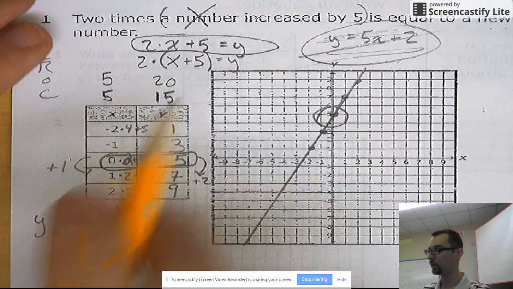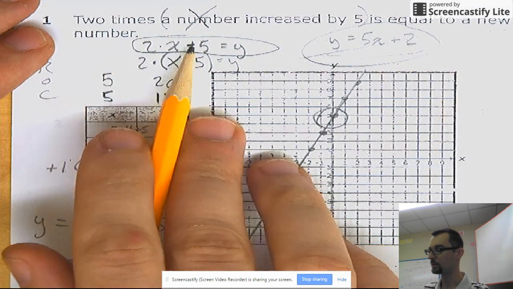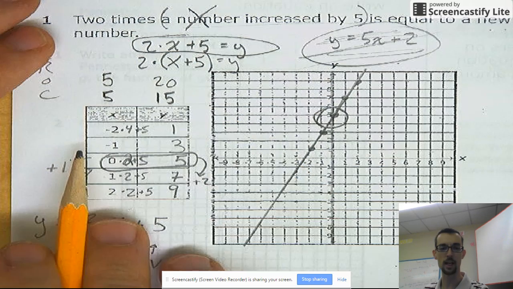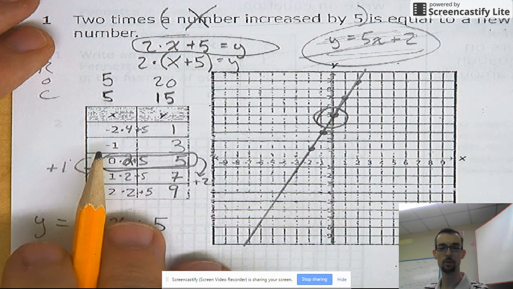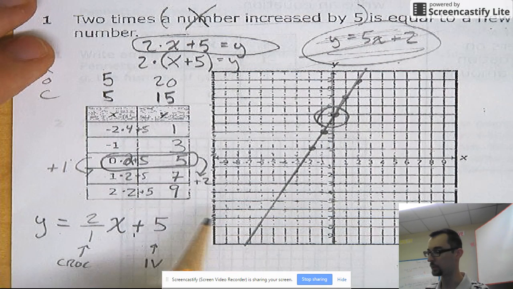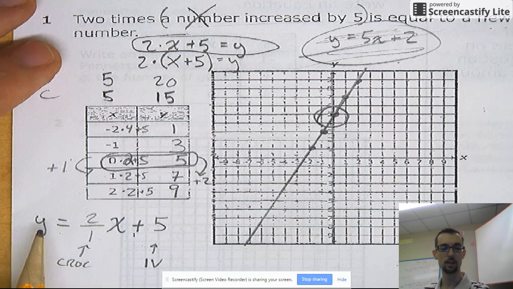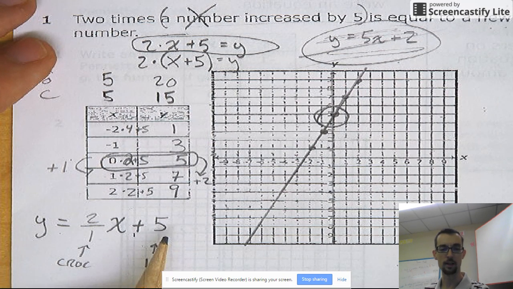You can work from the verbal to the equation. You can work from the verbal to the table. You can work from the table to the graph. You can work from the graph. I mean, all 4 of these ways you can go back and forth. I could give you this equation, you could put it into words. You could say, okay, y equals 2x plus 5. That's one way of writing it.